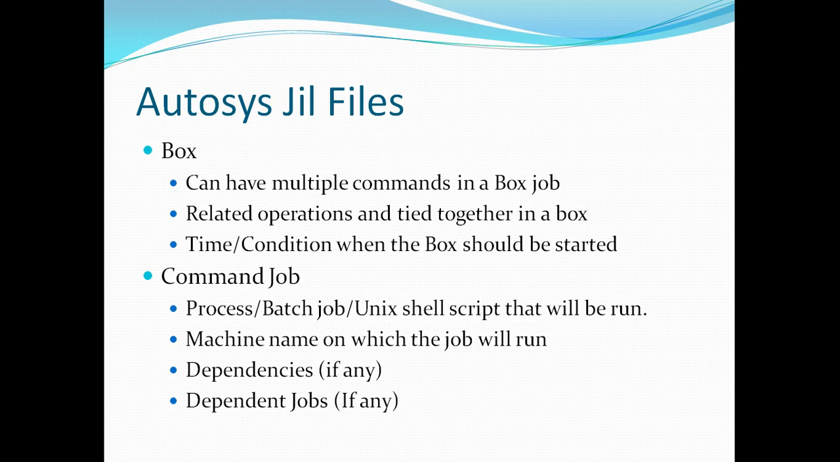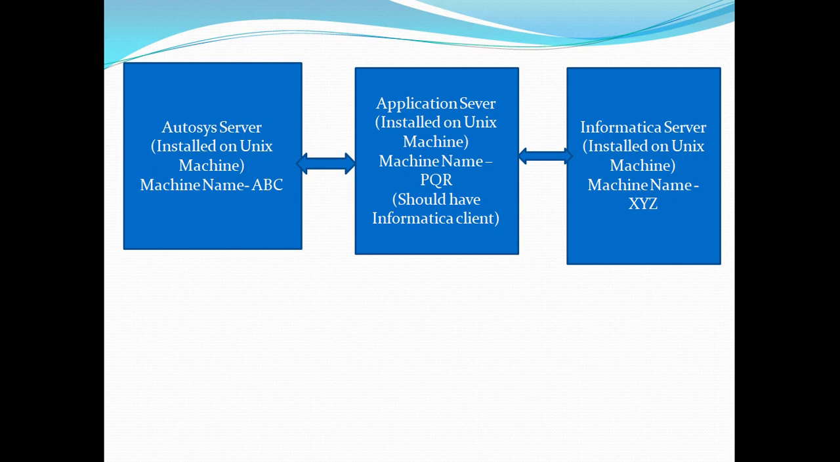Command job actually has the detail of the batch script or the Unix shell script that is to be run, where it is present, what's the name of that file, on which particular machine that command will be run, and that kind of stuff. While my box job actually contains the information when these jobs are to be run, what are their dependencies among each other, and it actually acts as a capsule for all these jobs to tie them together, so that whenever we need to go ahead and track their status or see their dependencies, it will be easier to track. So guys, this diagram is very important to understand.